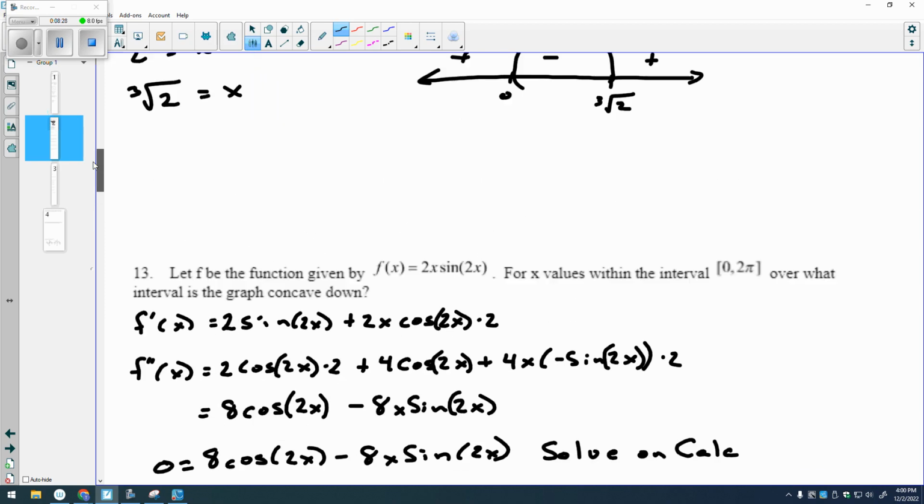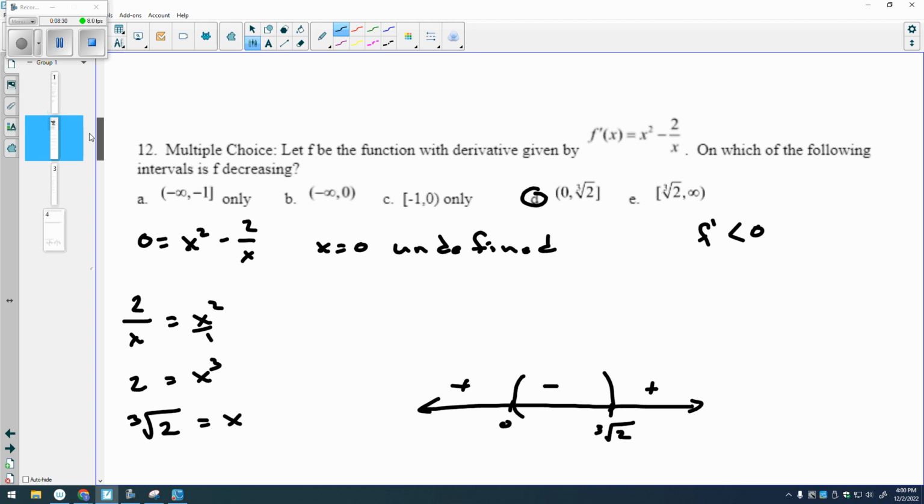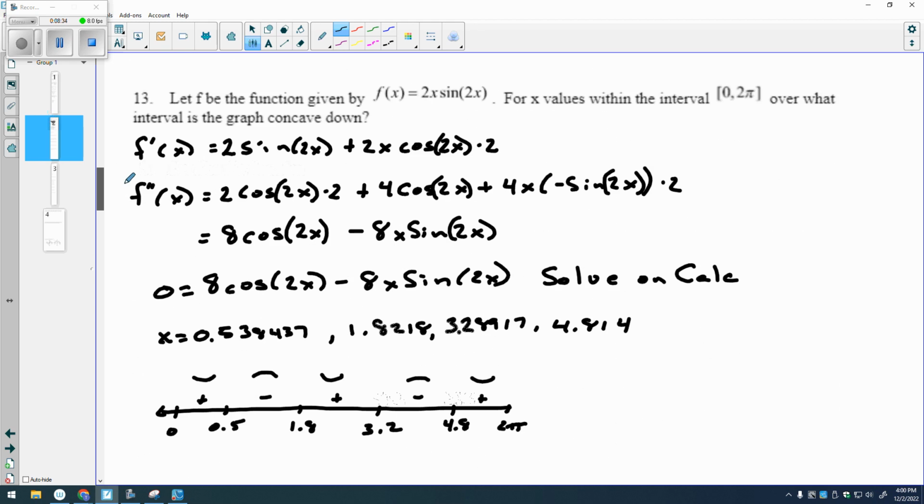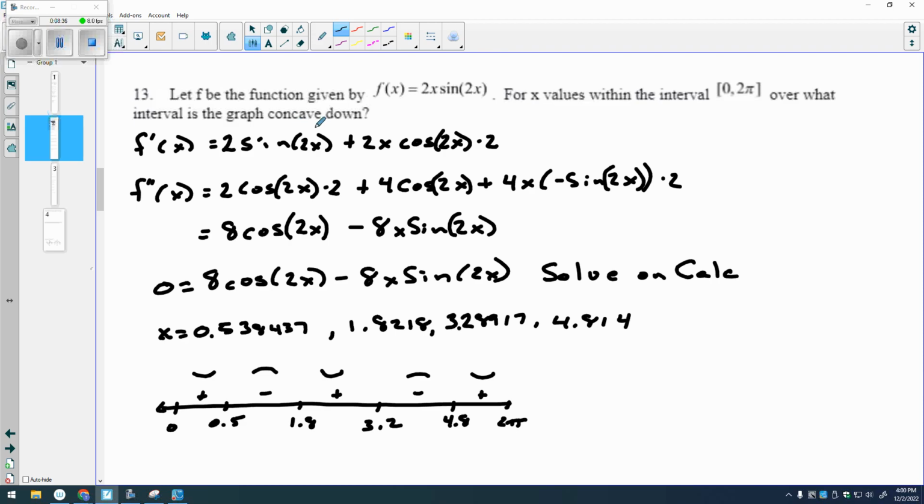Question 12. Where's it decreasing? First derivative less than 0. Okay, so as you read this, try to translate what these things mean into a procedure, or what I'm looking for. All right, so second derivative. So I took my first derivative. You could do this on the calculator. Okay, this would be definitely like a calculator type question.